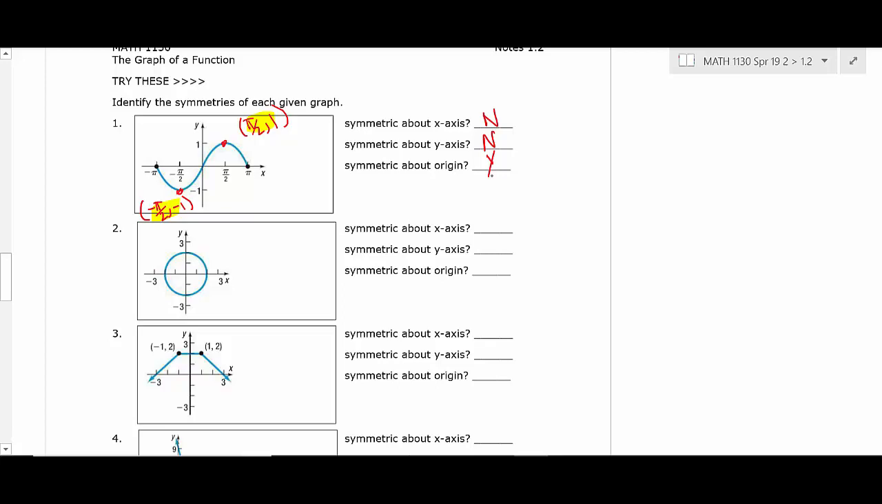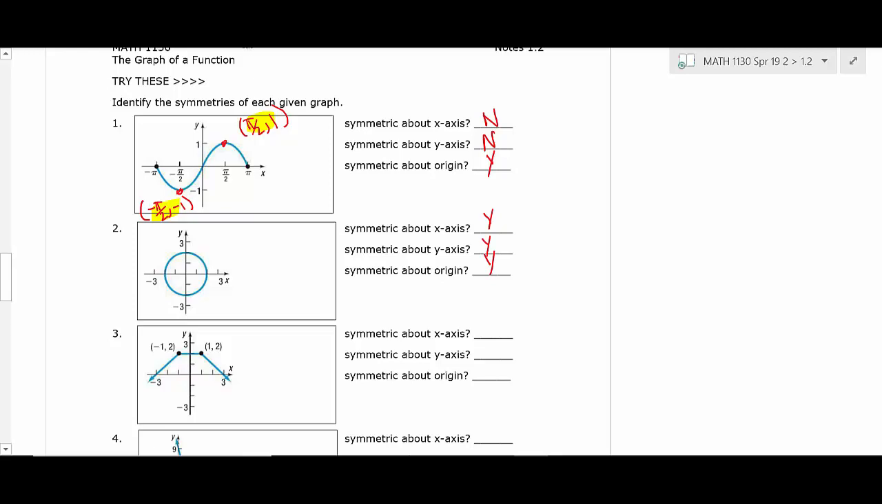How about number 2? What'd you get for the circle? Yes, yes, yes. It's symmetric about everything. So it's symmetric about x, y, and the origin. How about number 3? What is it symmetric about?